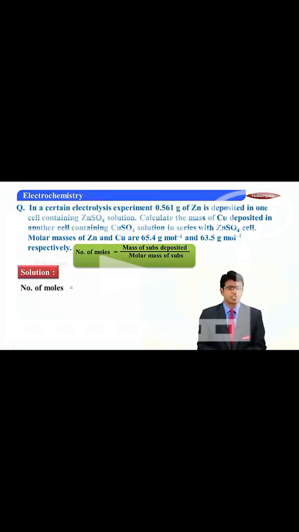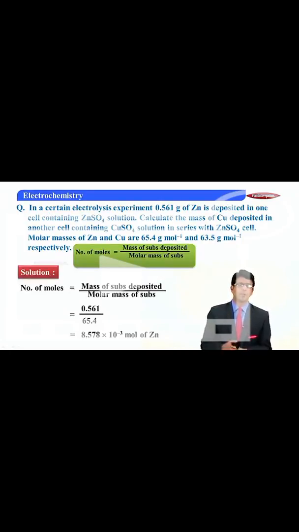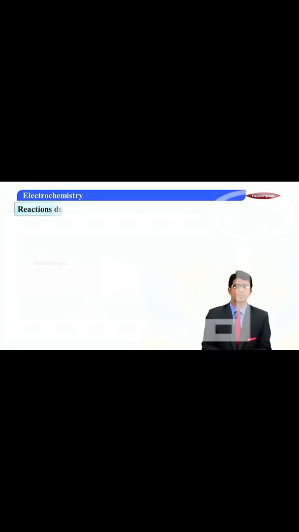So number of moles of zinc is nothing but mass of substance deposited upon molar mass of the substance. That is, here it is zinc, right? So mass of zinc here is 0.561. Its molar mass is 65.4. So the answer for moles of zinc deposited comes out to be 8.578 into 10 raised to minus 3. These are the moles of zinc, right?